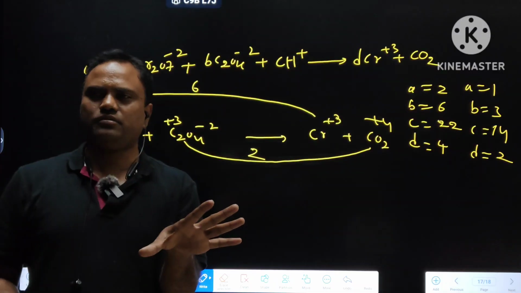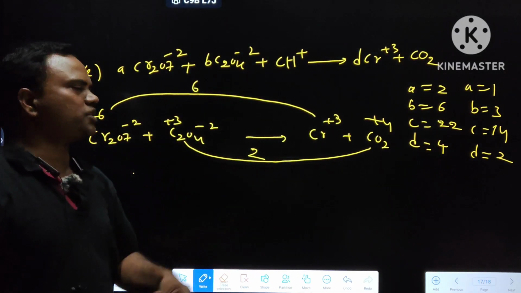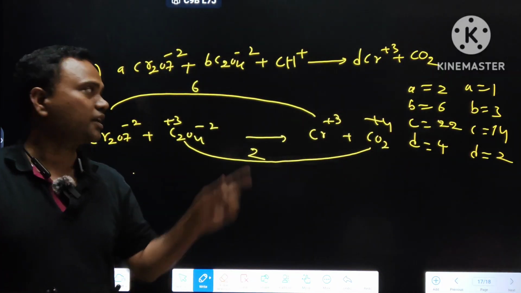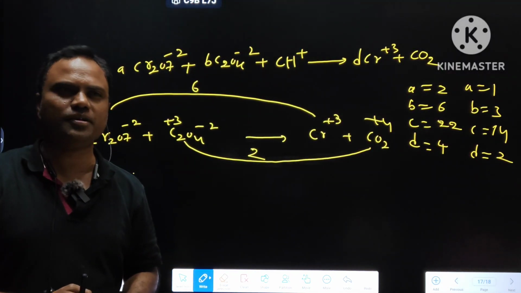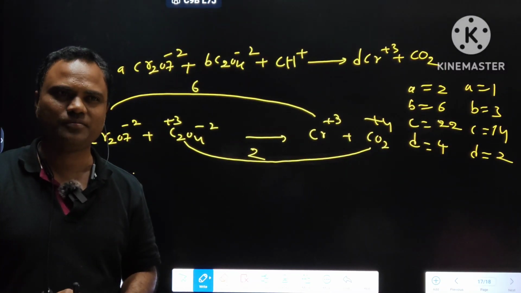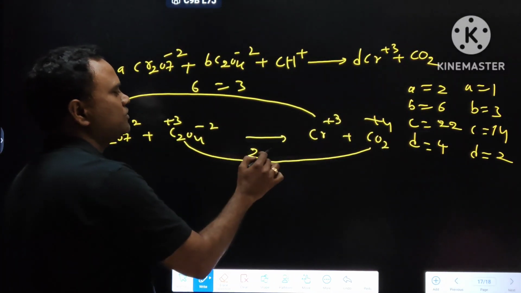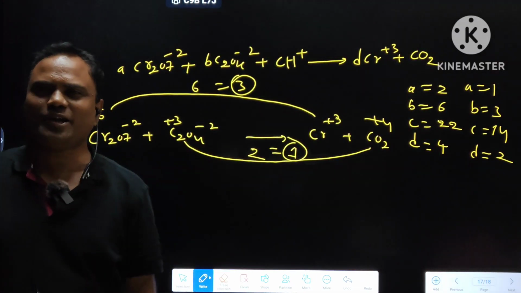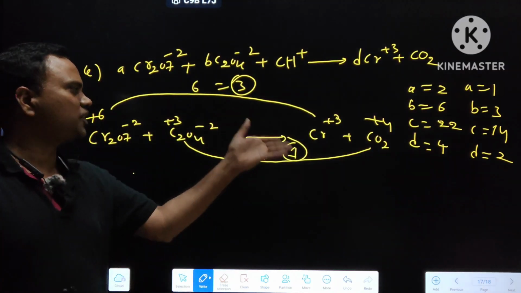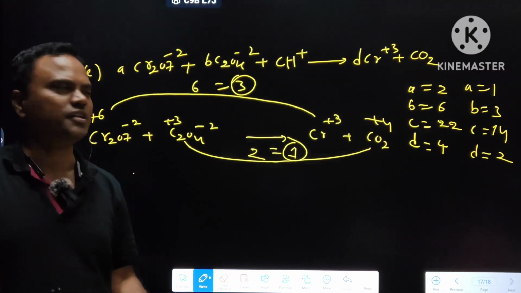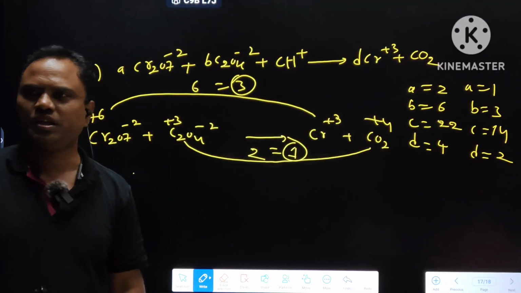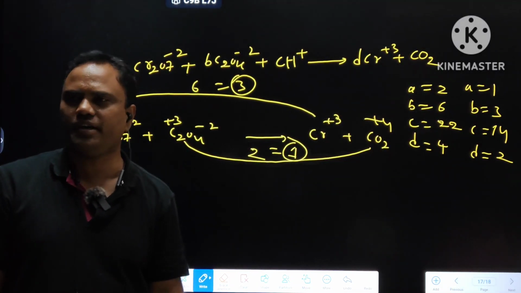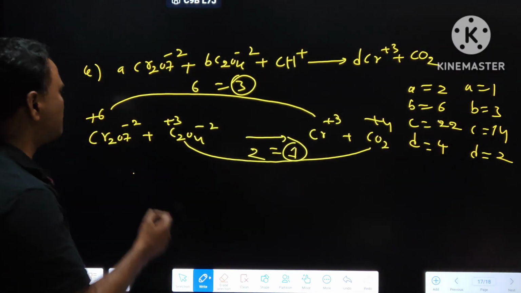When we get two changes, if both can be divided by any number, then you can divide. Can we divide these two numbers by any other number? Both are divisible by 2. So 3 and 1. You can keep it like that also, but finally you have to divide. After final balancing, if all the coefficients are divisible by any other number, then we have to divide. Okay, do cross multiplication.